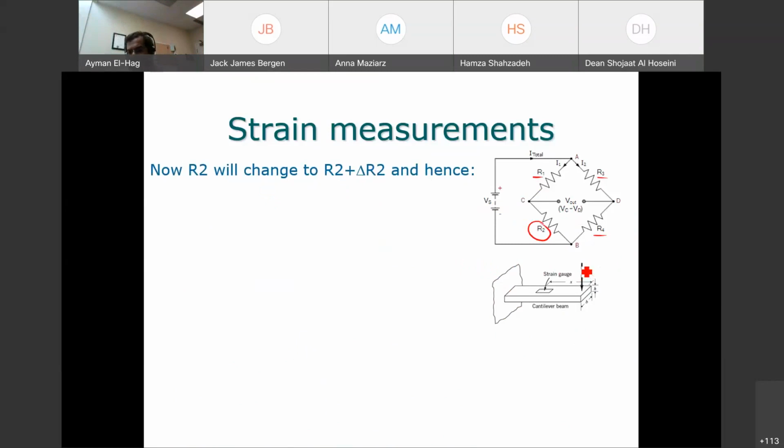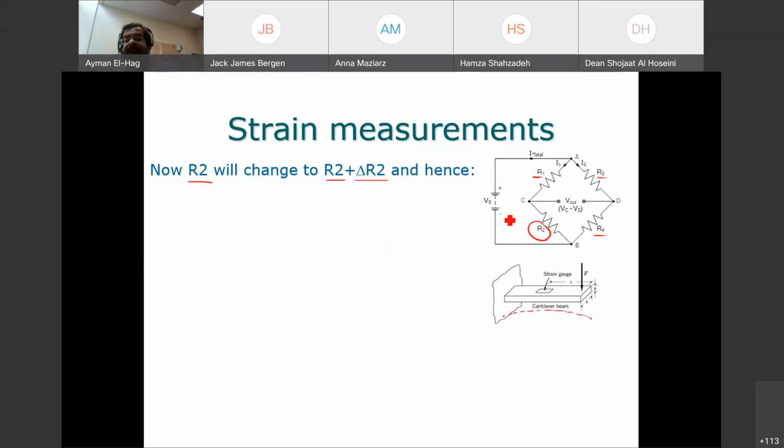And you apply a force as you can see here. So your R2 will be changing to R2 plus delta R2, or we can say delta R. Why increasing? Because the force, when it applies like this, the deformation of the beam will be as such. So your strain gauge that is attached to the top here will be stretched.